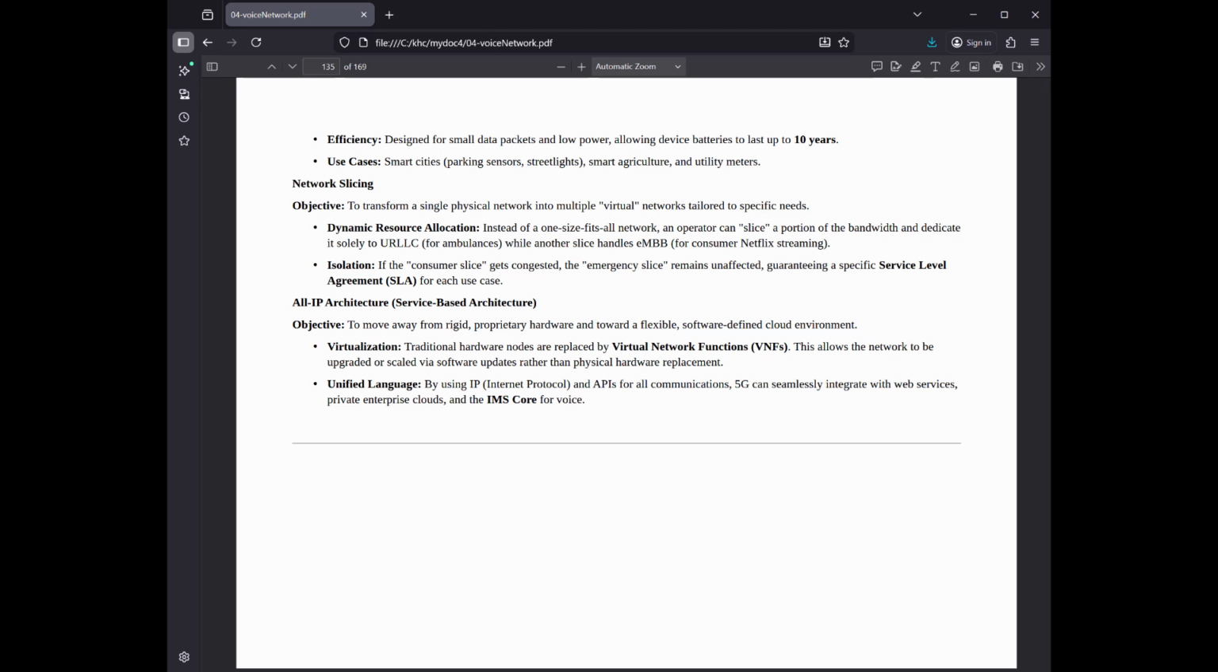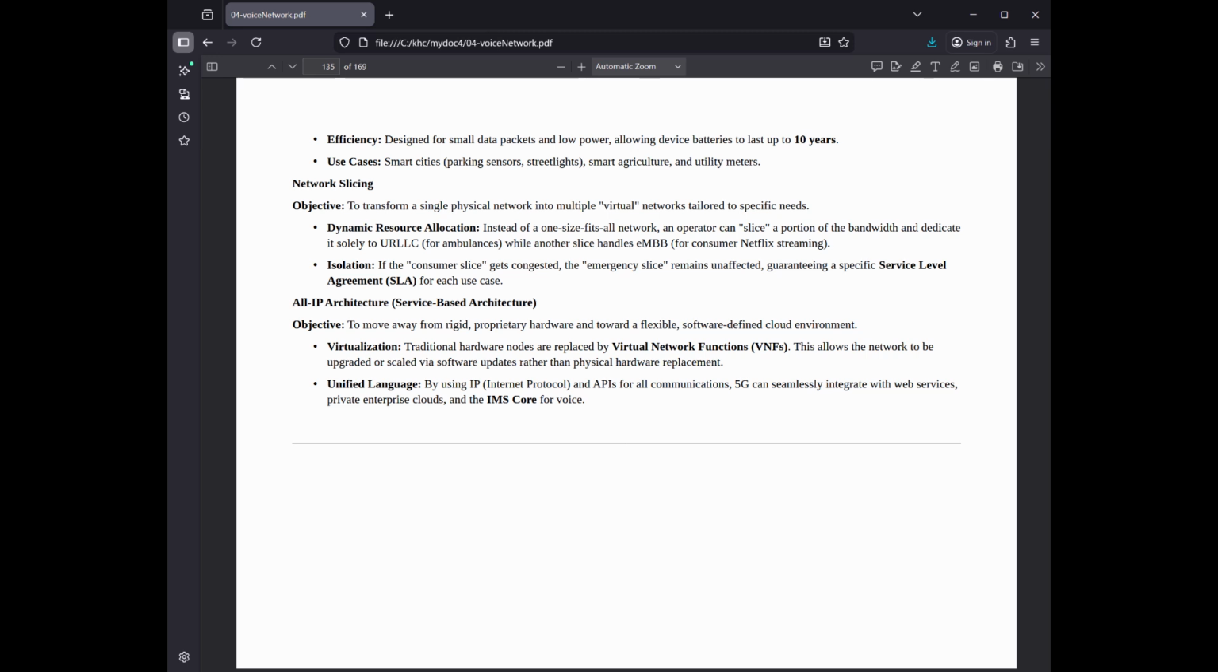Network slicing. Objective: to transform a single physical network into multiple virtual networks tailored to specific needs. Dynamic resource allocation: instead of a one-size-fits-all network, an operator can slice a portion of the bandwidth and dedicate it solely to URLLC, for ambulances, while another slice handles eMBB, for consumer Netflix streaming. Isolation: if the consumer slice gets congested, the emergency slice remains unaffected, guaranteeing a specific service level agreement, SLA, for each use case.